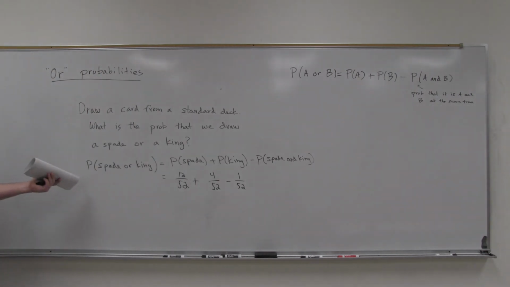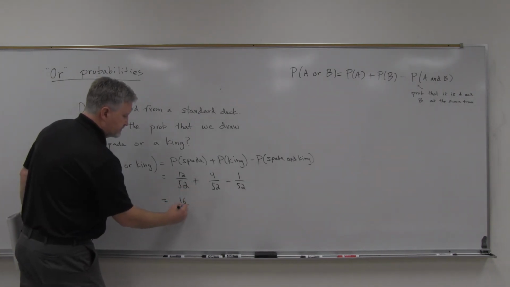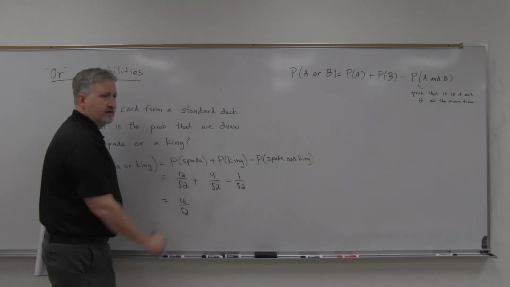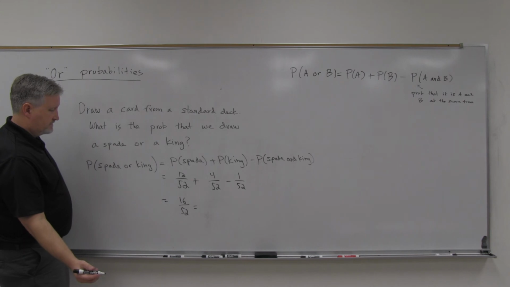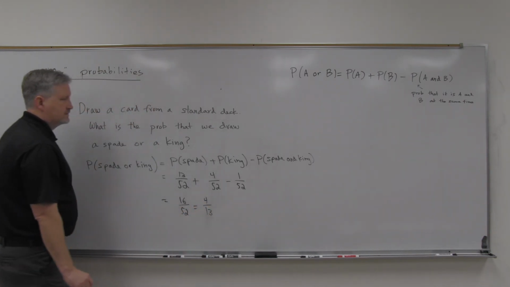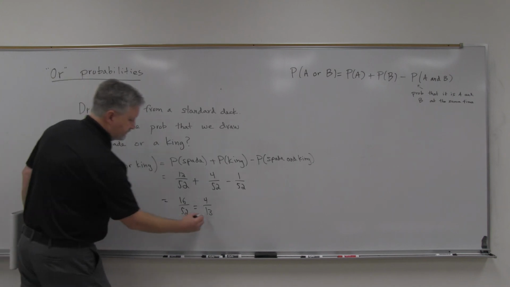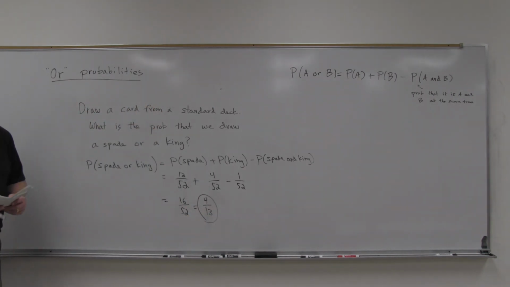But anyway, is that all right? Is everybody okay with that? So 16 out of 52 is what you get. Add and subtract the tops, which produces, that's just 4 out of 13. I did that right? Sound okay? All right.